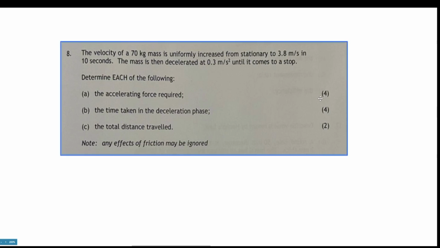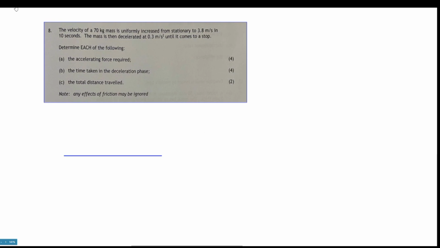Okay, question number 8. Let's see what's going on here. We've got a 70 kilogram mass that is accelerated from stationary to a final velocity, and then decelerated again and comes to a stop. So it's a nice easy question because it's on a flat surface. It's not going up or down or anything, but it is in 2 stages. We're going to be doing one process and then another process. So let's do the first bit first, which is probably what the first part of the question is all about.